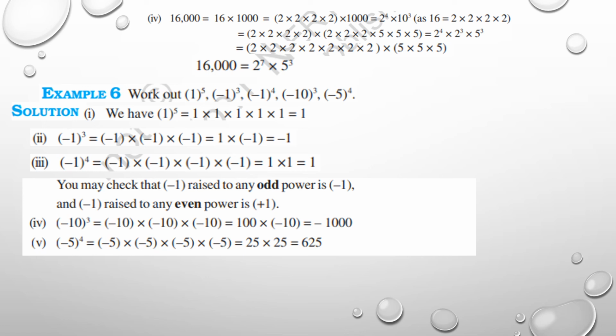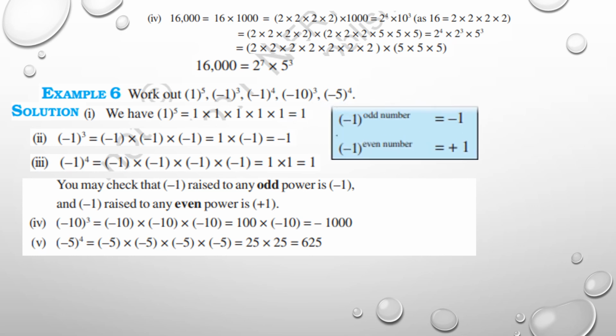Then what is negative 10 raised to the power 3? Here 3 times negative is multiplied, therefore altogether you will be getting a negative number, and 10 raised to 3 is 1000, therefore the final answer is negative 1000. Similarly, the last question, negative 5 raised to the power 4. Here 4 times negative is multiplied, therefore the answer will be a positive number, and 5 raised to the power 4 is equal to 625. Therefore the final answer is again 625.